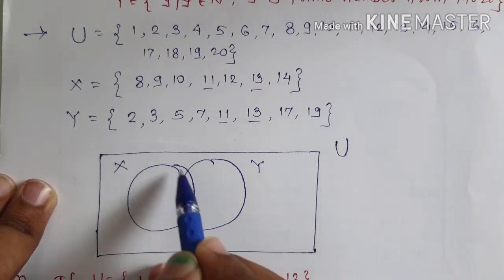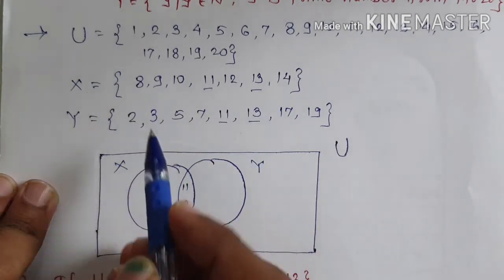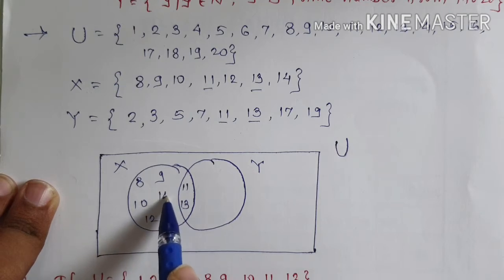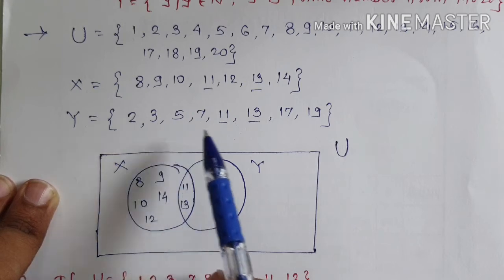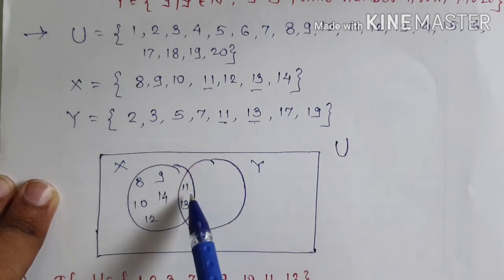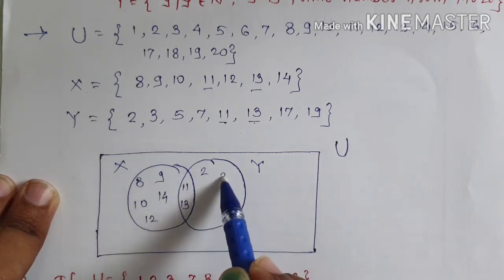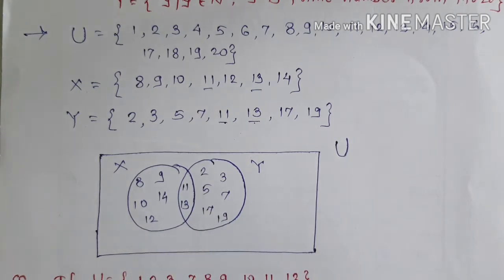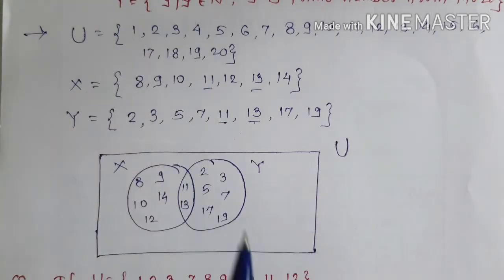Then consider this as set X. So the elements other than 11 and 13 in set X are 8, 9, 10, 12 and 14. So this is the set X. For set Y, the common elements are 11 and 13, which we have already taken. Now the other elements are 2, 3, 5, 7, 17 and 19. So this is how we can represent sets X and Y using a Venn diagram.